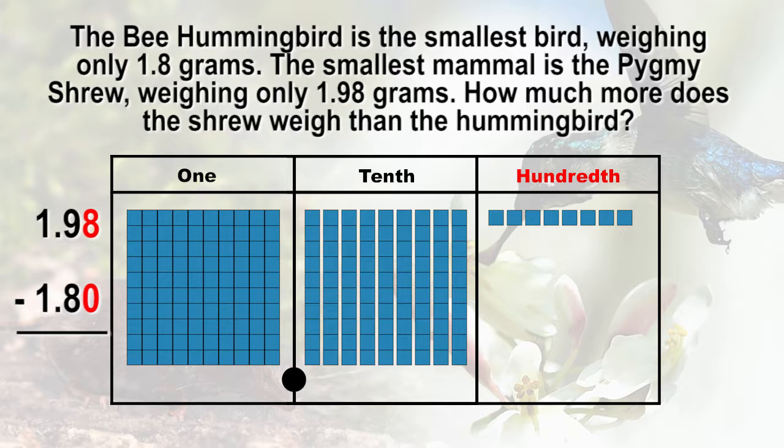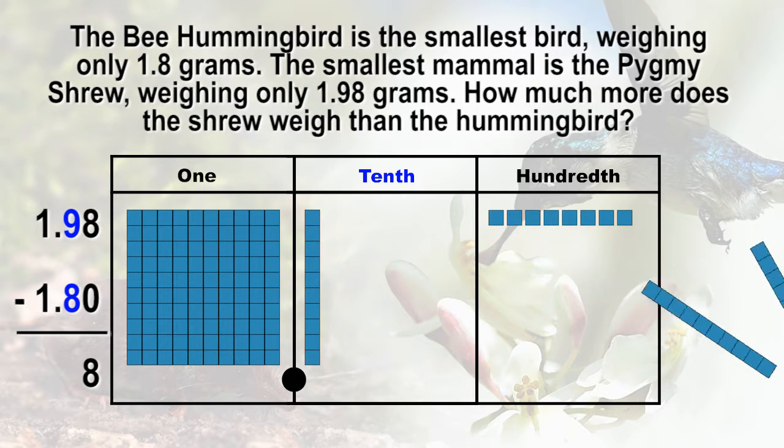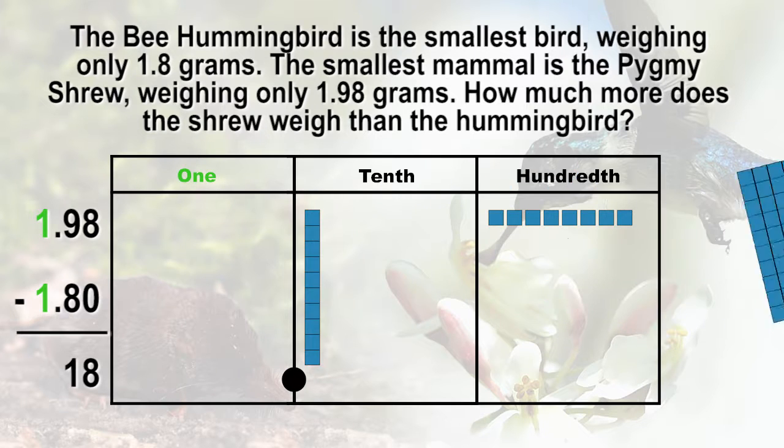Starting with the hundredths place, there are no hundredths to take away. Move on to the tenths and take away 8/10 from the 9/10, and there is 1/10 left. Take away 1 whole from the 1 whole, and there are 0 wholes left. There is 1/10 and 8/100 left. The difference is 18/100 grams.